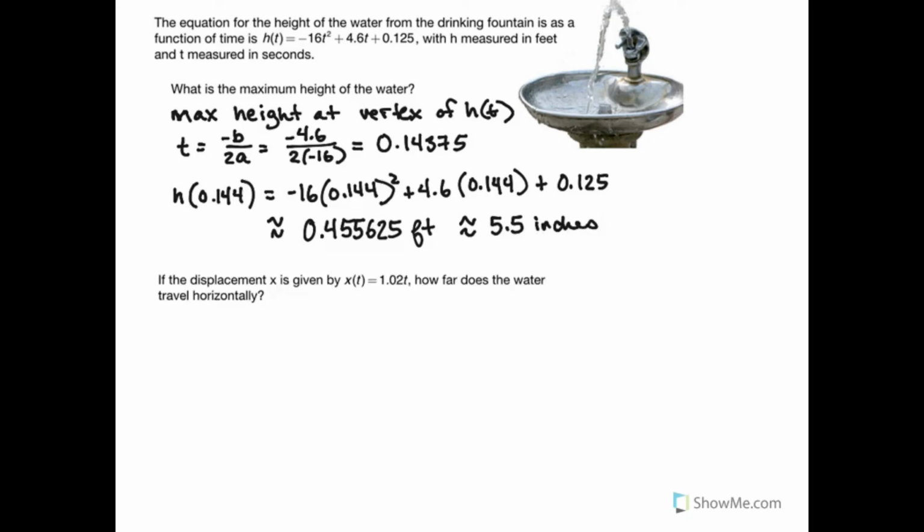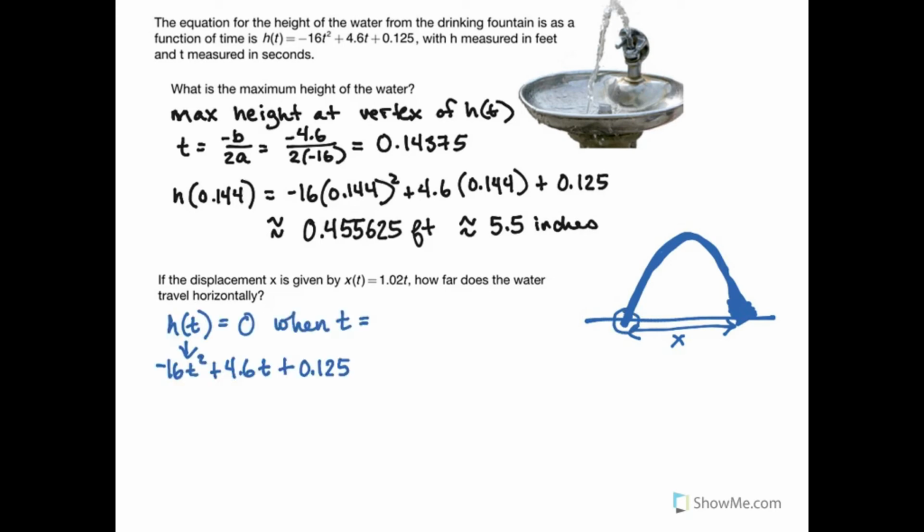That tells me how high up it's going to go, so it doesn't hit me in the face when I try to drink a little bit of water. How far across the fountain does it go? Suppose this blue parabola I've drawn is the trajectory parabola. I want to know what is this horizontal distance between where the water started and where it ended. Now that's going to be when the height is 0.